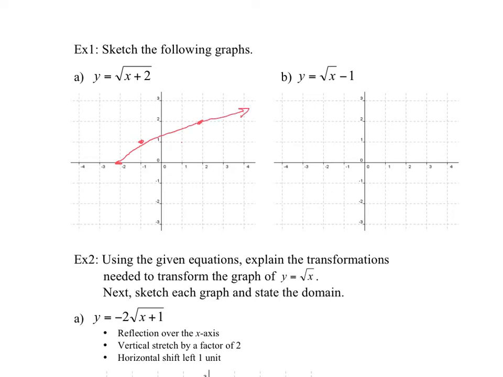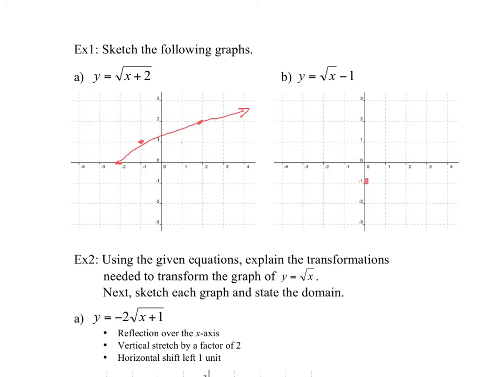Okay, so very, very similar graph, just move 2 to the left. All right, same thing again. Okay, we have another transformation now. Notice that it's a square root of x, and it's negative 1 on the outside. So this is a vertical translation. So we're going down 1. Again, same thing as what we did before.